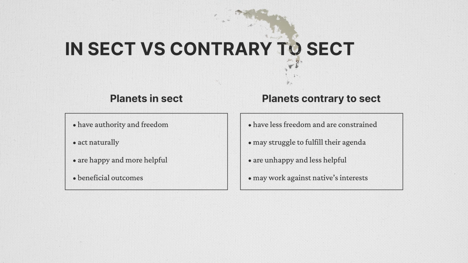In contrast, the out-of-sect team in a day chart, the night team, can be thought of as the opposition party. They have less freedom and less authority. They're not able to accomplish their goals, and in some cases can even work against the interests of the native.